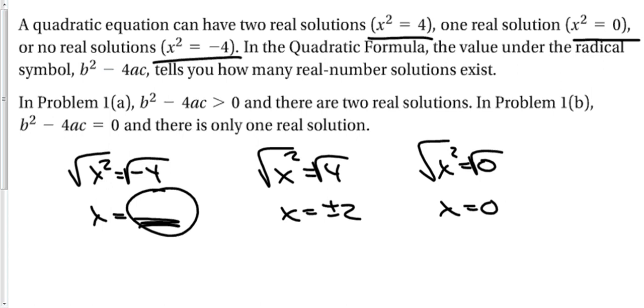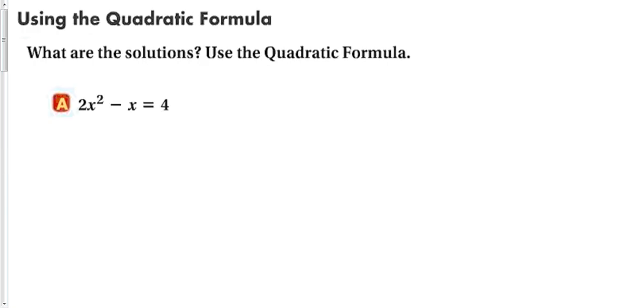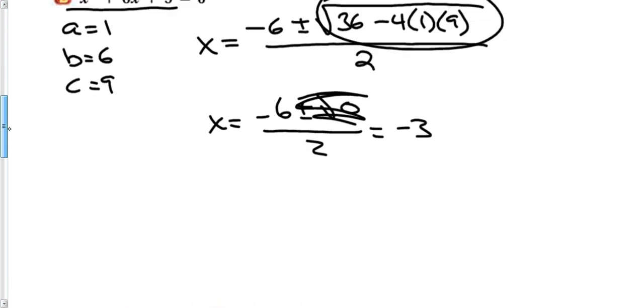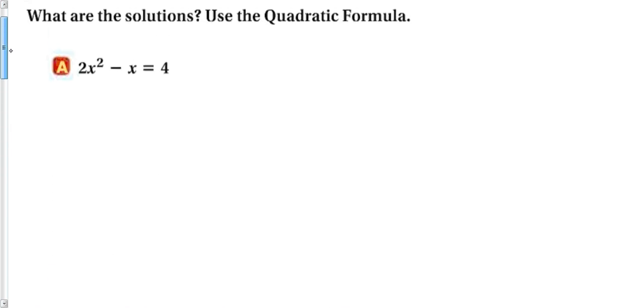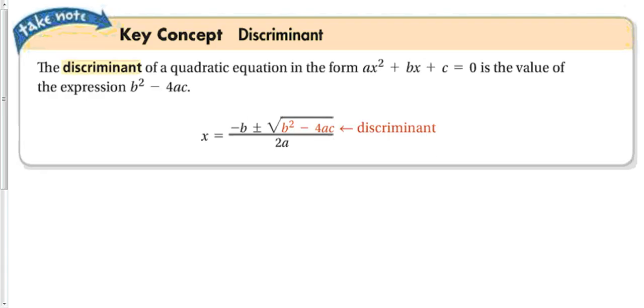In the quadratic formula, the value underneath the radical, b squared minus 4ac, tells me how many real number solutions exist. So in problem 1, before, there are 2 solutions, and in B, there's 1 real solution. So from back here, which I cleared, there was 1 solution down here, and there were 2 solutions up here. Okay? So that term, b squared minus 4ac, is called the discriminant. Okay? And the discriminant of a quadratic equation in the form ax squared plus bx plus c equal to 0 is the value underneath the radical, the value of b squared minus 4ac. This piece right here.